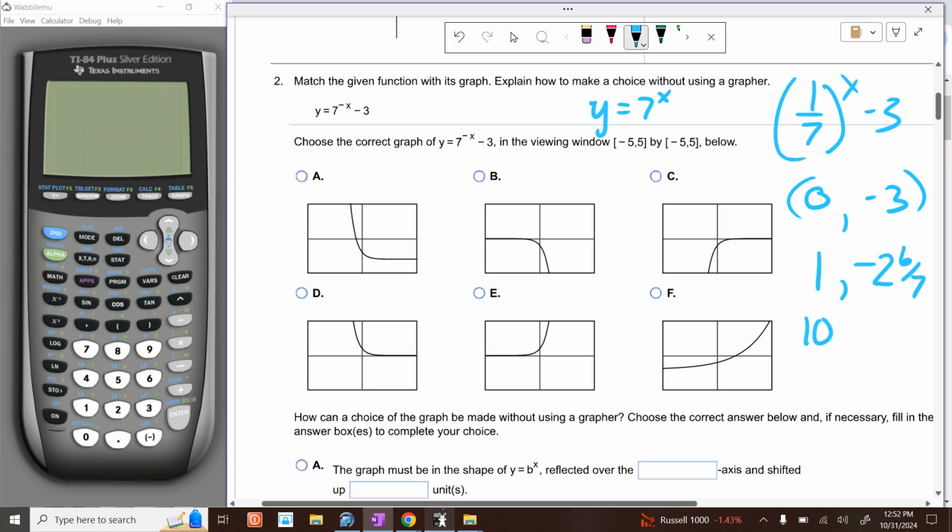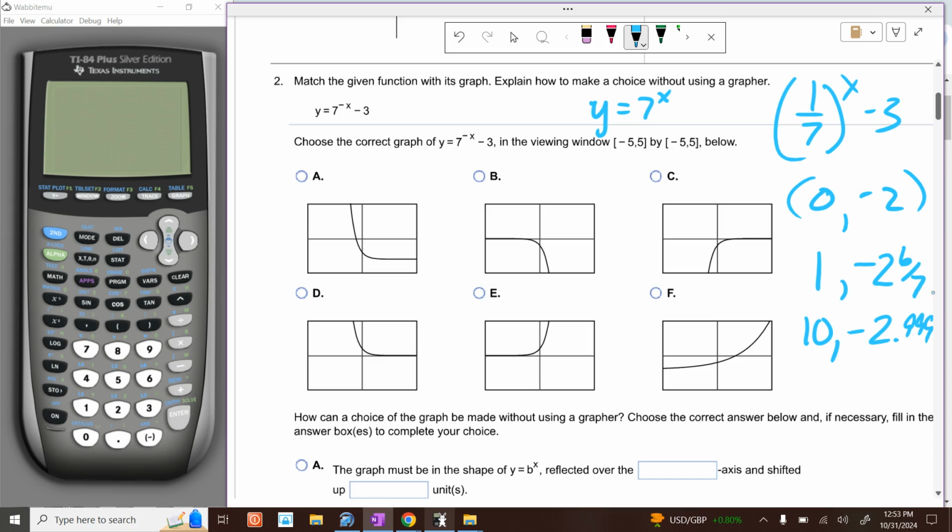If we go 10, that would be really close to negative 3. Oh, 0 is not negative 3. 0 is 1 minus 3, which is negative 2. 0 is negative 2. Then that's negative 2 and 6/7. And this is really close to 3. 2 and something, but it's almost close to 3. So as we go there, we're getting really close to 3.